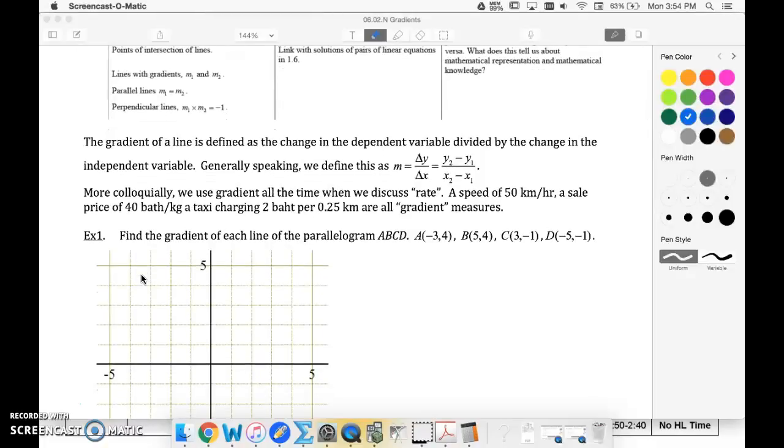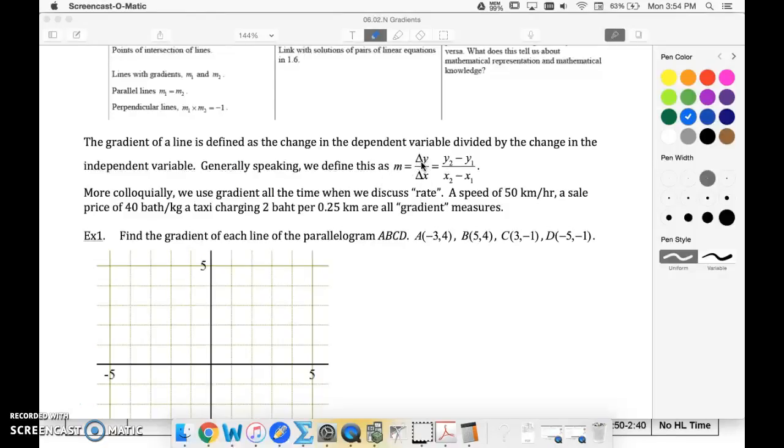So the dependent variable is always going to be y. So y depends on x. Our independent variable is x. So what we look at is the change in y over the change in x.